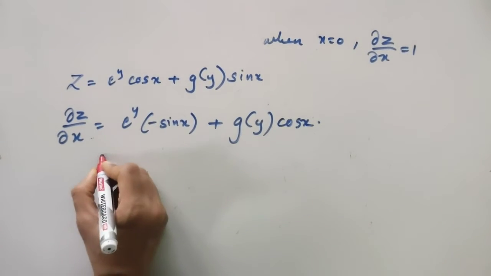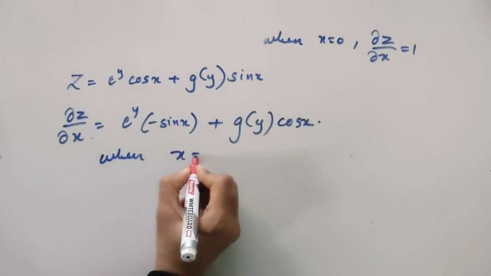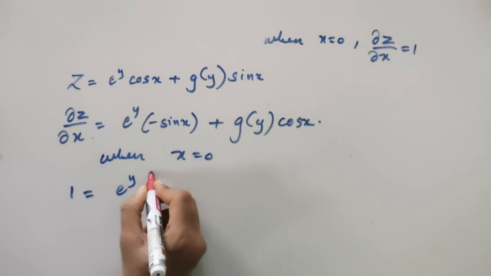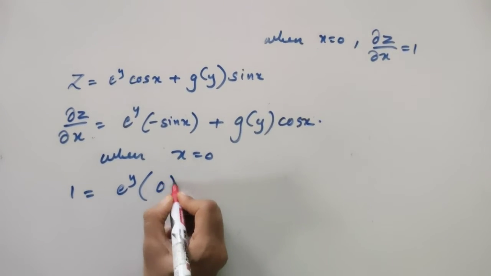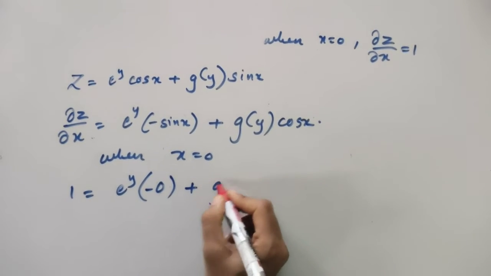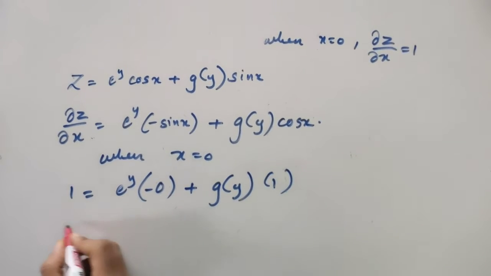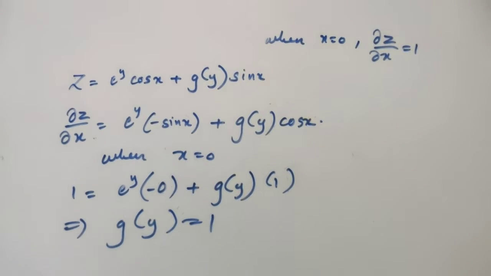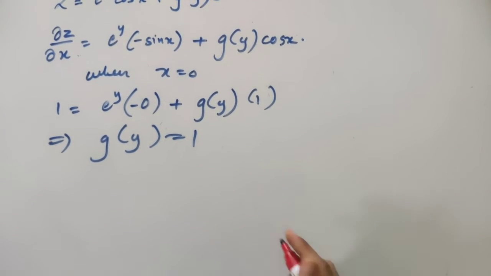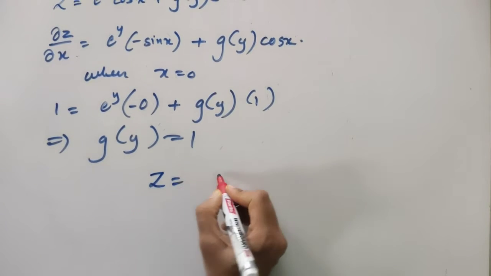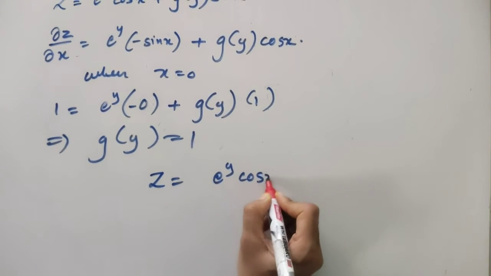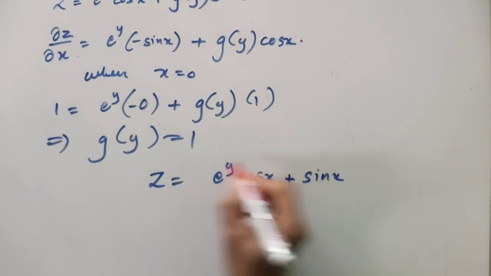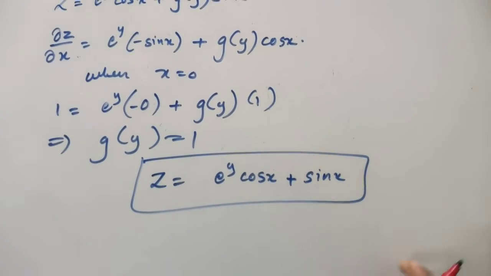Now, given that when x is equal to 0, ∂z/∂x is 1. So 1 is equal to e to the power y times sin 0, which is 0, plus g of y times cos 0, which is 1. So you get g of y equal to 1. Let us substitute the value of g of y and write the final answer for z. z is e to the power y cos x plus g of y, which is 1, times sin x. This is the complete solution for z.